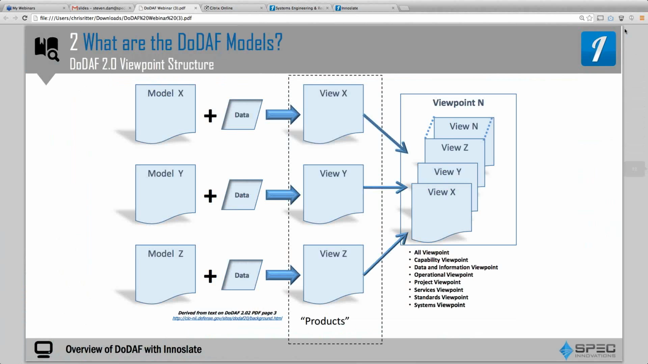Once you populate the models with data, those become views, or in my parlance, I call those the products. Those are the things that come out as a result of the actual analysis and bringing them together in that form. When you bring those views together, you create a viewpoint, and that's the set of models plus data giving you your views for each of the different viewpoint areas. Now, when you bring all of those together, you get an architecture, and that's the DoDAF philosophy and approach.